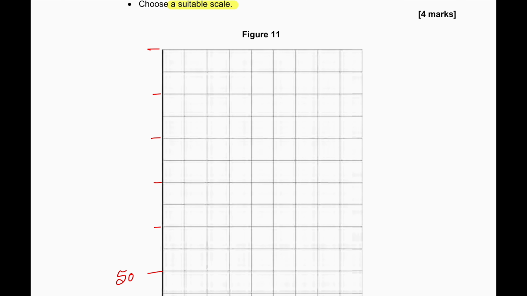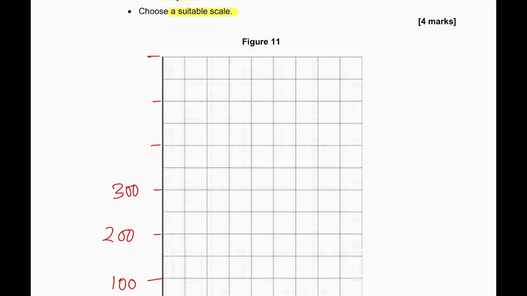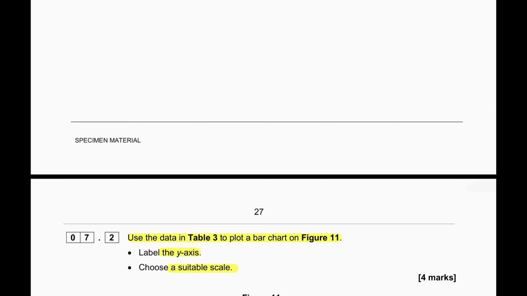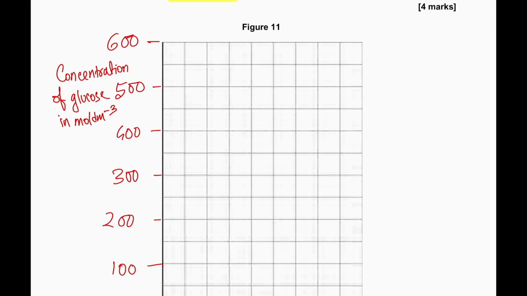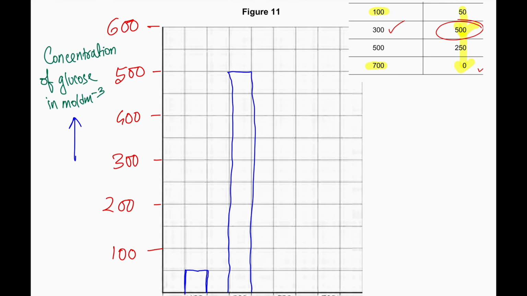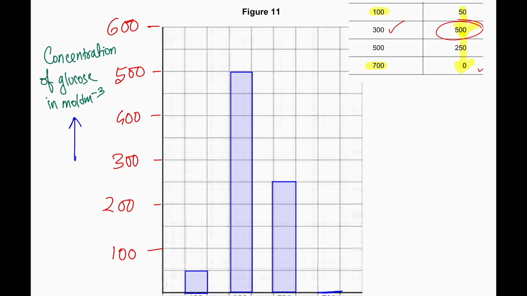So we cannot use this particular scale. If we use 2 boxes equals 100, then we have 200, 300, 400, 500 and 600. Now the concentration in this case is given as glucose in mole per dm cube. So on the y-axis, we will write concentration of glucose in mole per dm cube.